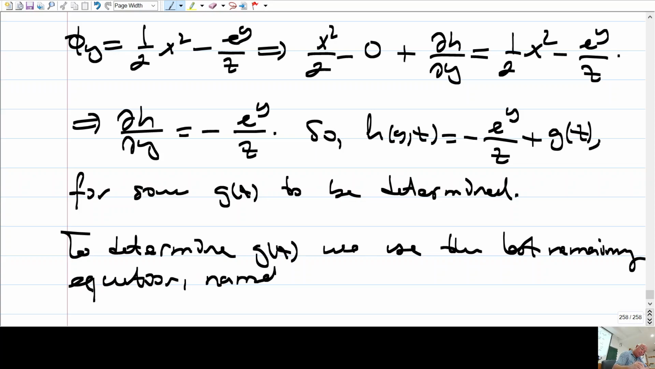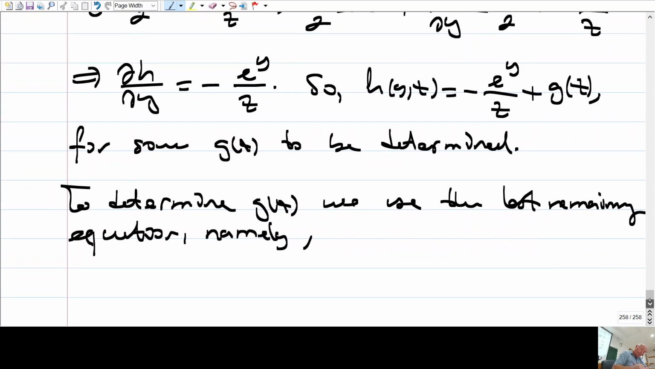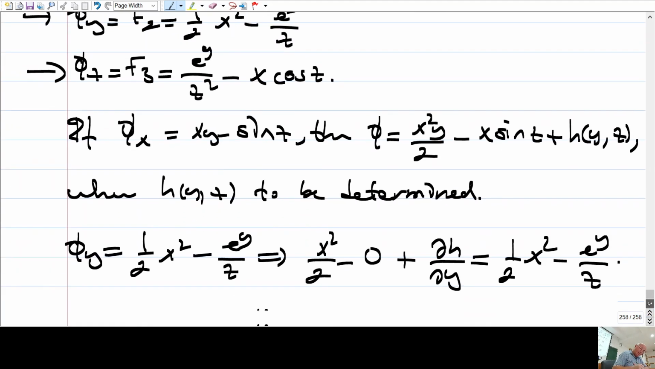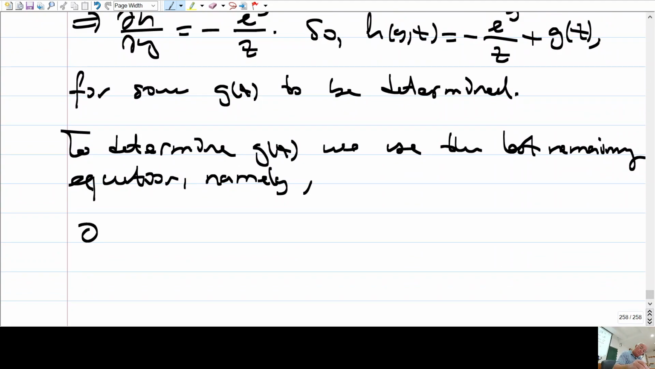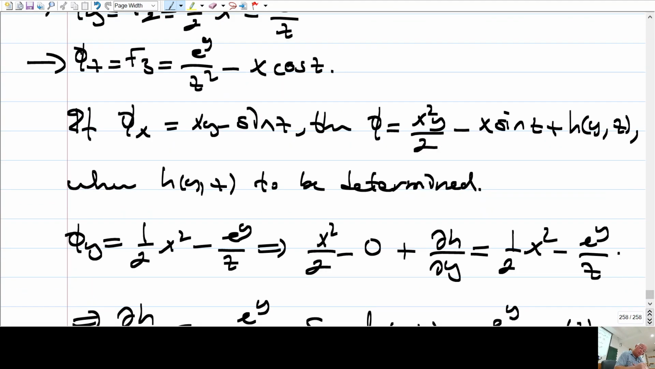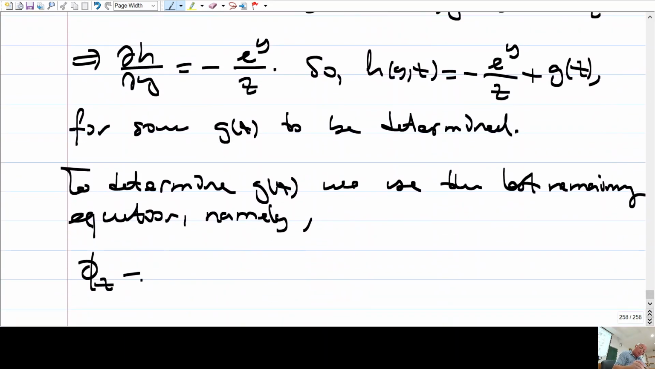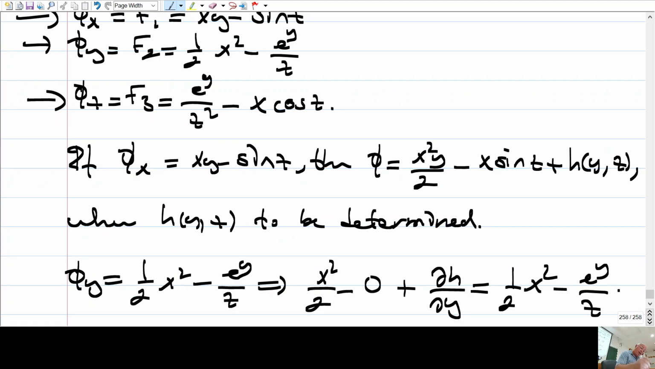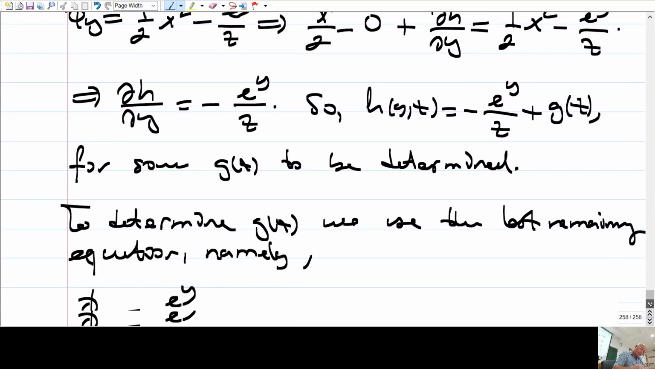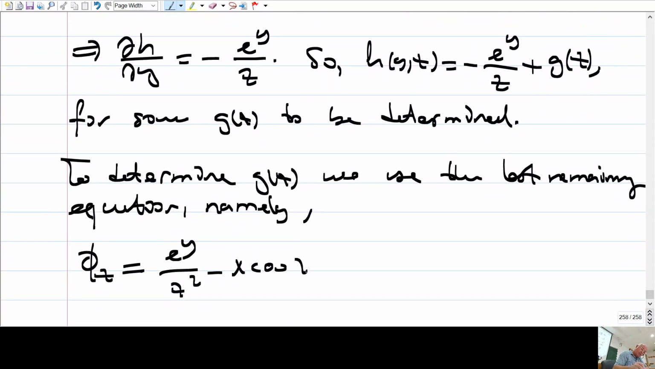namely, phi sub z equals e to the power y over z squared, e to the power y over z squared minus x times cosine z. X times cosine z. Okay.